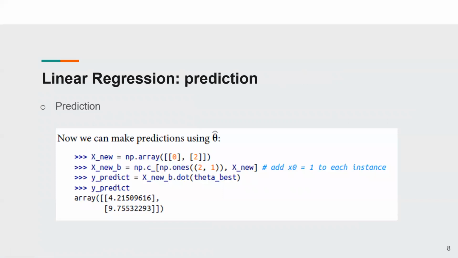So once you have that, you could make predictions using theta. For a specific theta best, you have a specific x new underscore b you want to predict, and then this is your predicted value for the specific x new b. In this case, you actually have two values. X new b has 0 and 2, and then the predicted values would be 4.22 and 9.76 respectively.